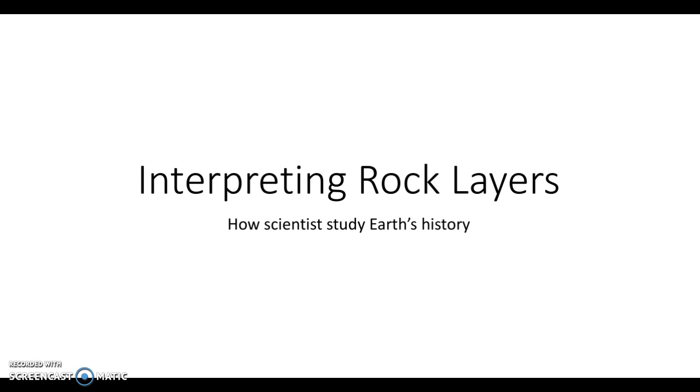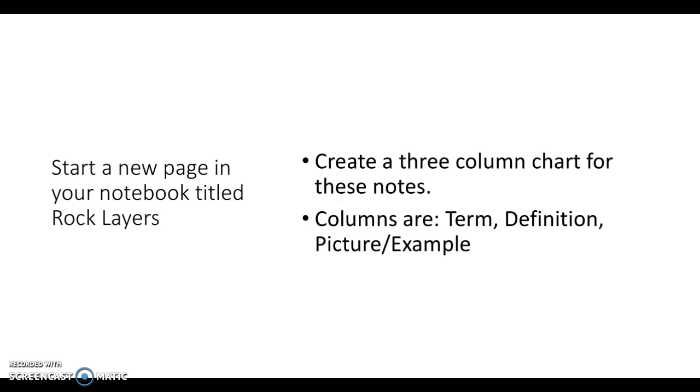So what we're going to learn today is how geologists interpret those rock layers, and we're going to take some notes, and then we're going to do a short activity interpreting rock layers and writing the geological history of those rock layers. So to begin, you'll start a new page in your notebook titled Rock Layers. You can create a 3-column chart for this, and there's not going to be a picture for every one of them, but term, definition, and either a picture or example.